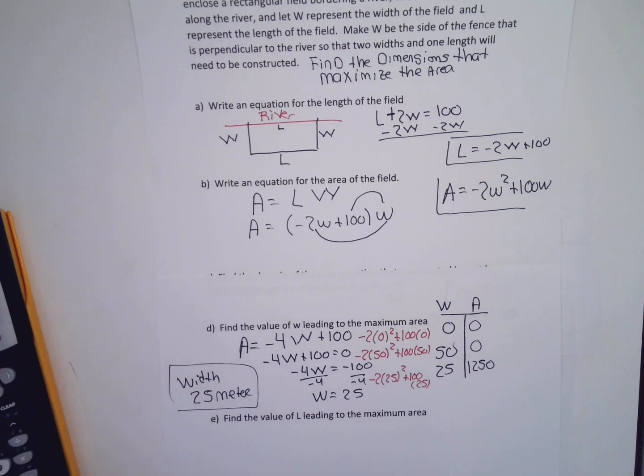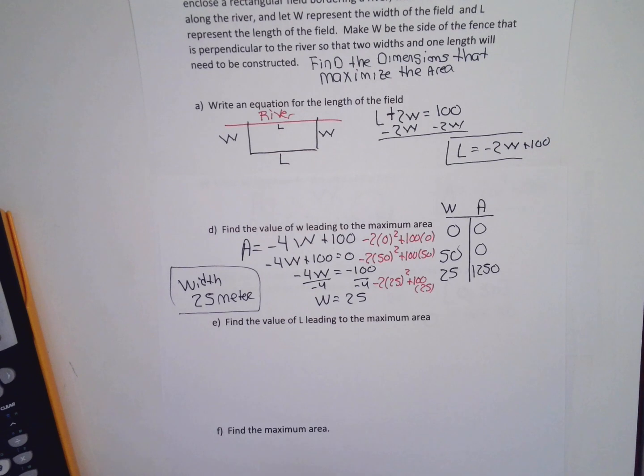I know the answer to part F already, and that you can see part F, but the maximum area is going to be 1,250 for the number, and areas are always square units, and it's square whatever the lengths are. In this case, it's square meters.